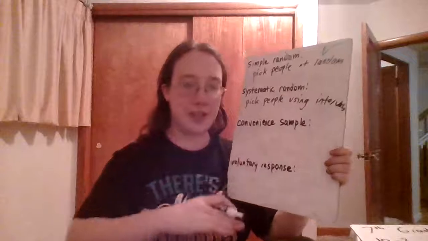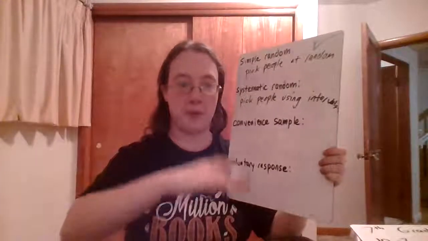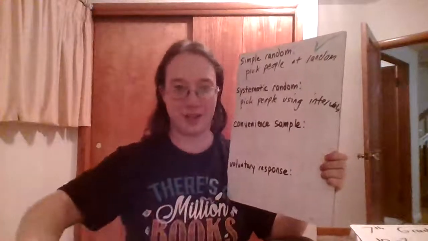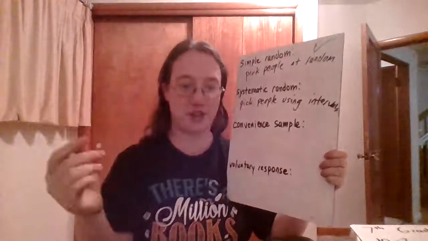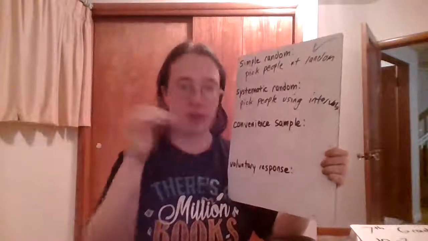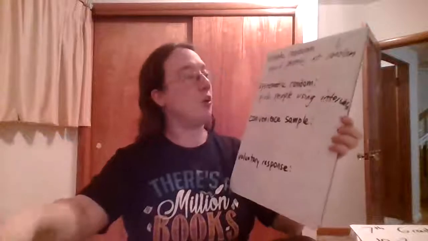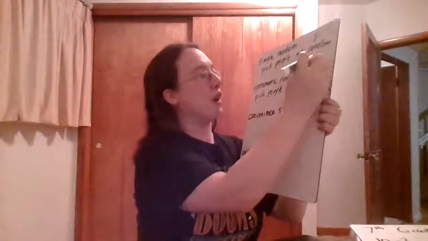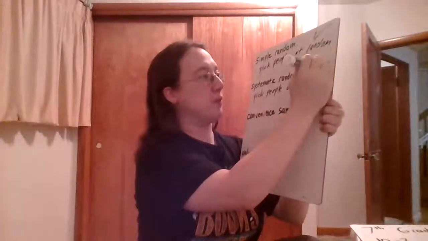So it's still random, I'm still getting a random sample, but there's a method to it, so I'm not having to physically draw names out of a hat or something. I can just make a list and check off every 5th name. Okay, and in general, that's also a pretty good way to get a sample.